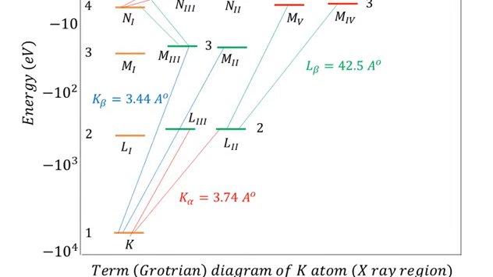The energy-wise positions of these levels have also been shown. Here you can compare that the energies of all the levels corresponding to n equal to 2 are higher than the K level, which corresponds to n equal to 1. Similarly, the levels corresponding to n equal to 3 are higher in energy than the levels corresponding to n equal to 2.